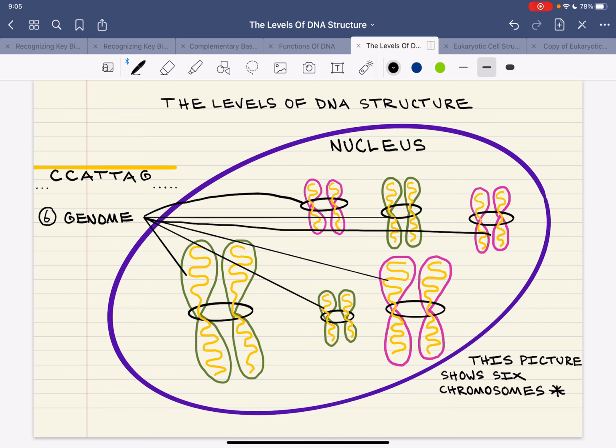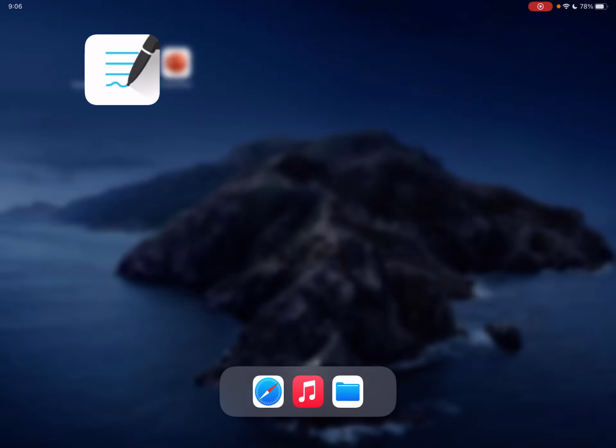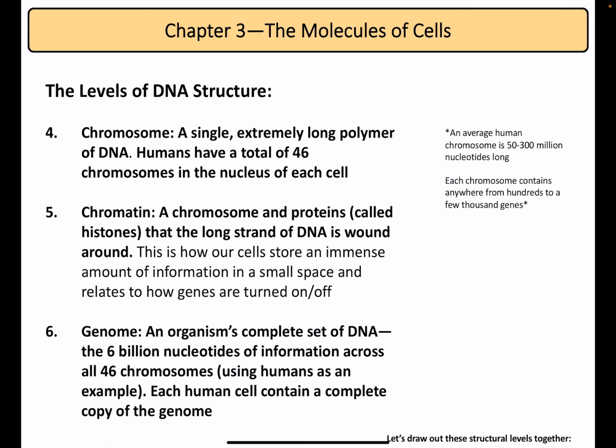There we go. So what I'm trying to say is the genome is all the genetic material collectively put together. So if you're a human, it's all 46 of your chromosomes. If you're this made up organism here, it's all 6 of its chromosomes. Okay? All of the DNA in the nucleus of each and every one of your cells is your genome. So we will jump back to the definition of a genome. It's the organism's complete set of DNA.